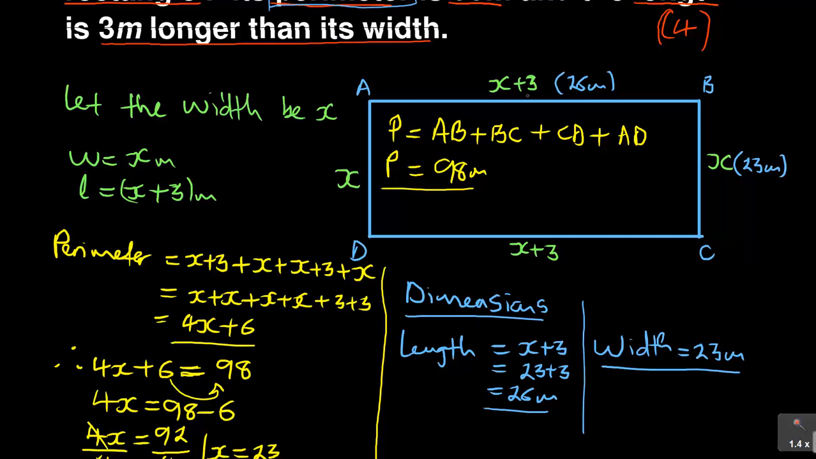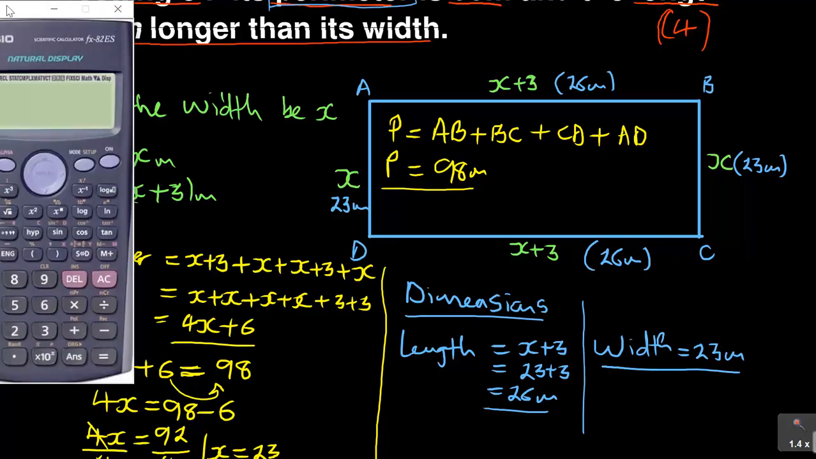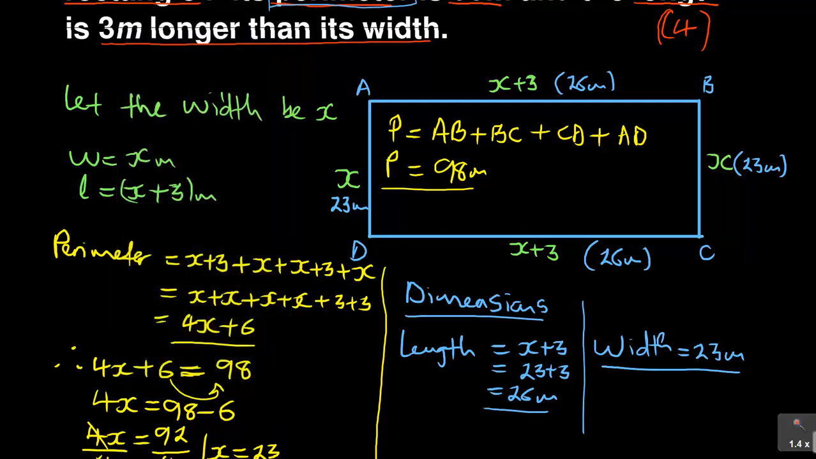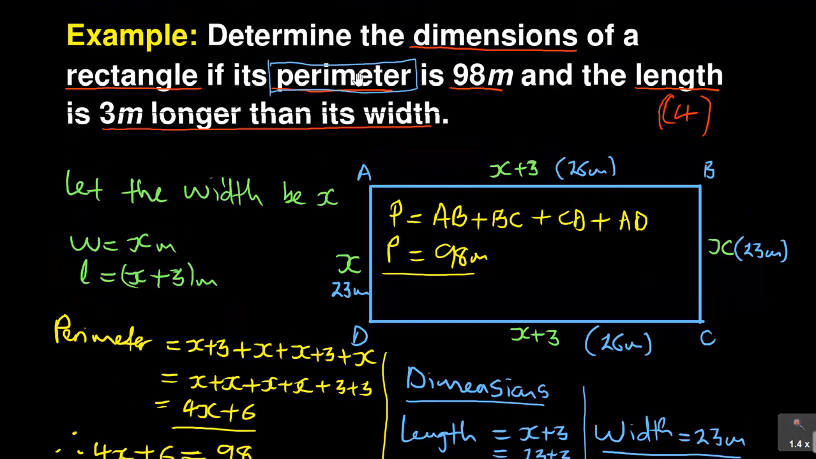Now if they say find the perimeter, if you add the 26, the 23, the 26 here and the 23 here, it must give us 98. Perimeter is the distance around the shape, so sometimes you say 26 times 2 because there are 2 of them, and 23 times 2. If you just add them, it is 26 plus 23 plus 26 plus 23, and you can see that the perimeter is 98 meters. So this is what they meant when they said you need to determine the dimensions of this particular shape, which is the rectangle.